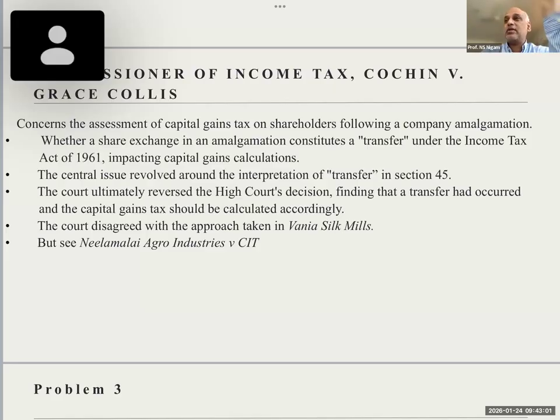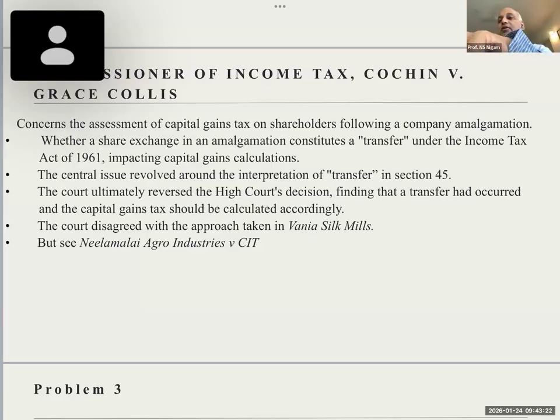It said extinguishment, it's fine. You don't have to. There's no such thing that the property had to remain in existence. However, that issue we noticed was revisited in Nilamalai Agro Industries.